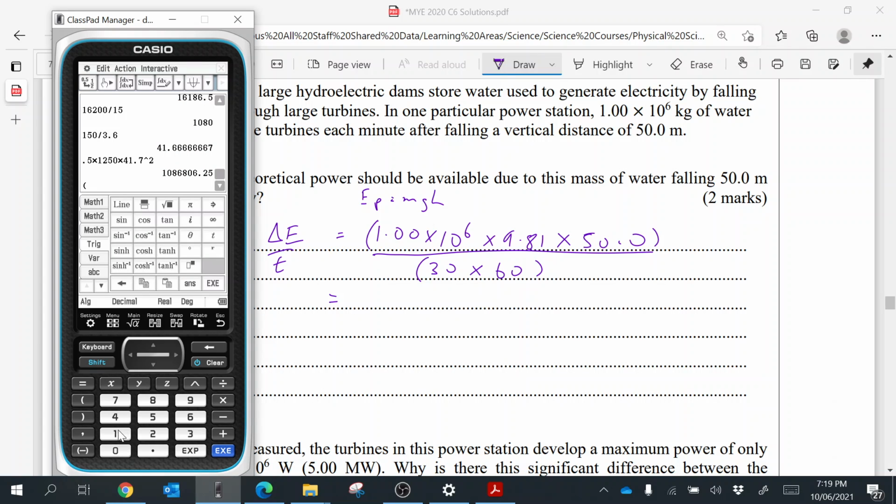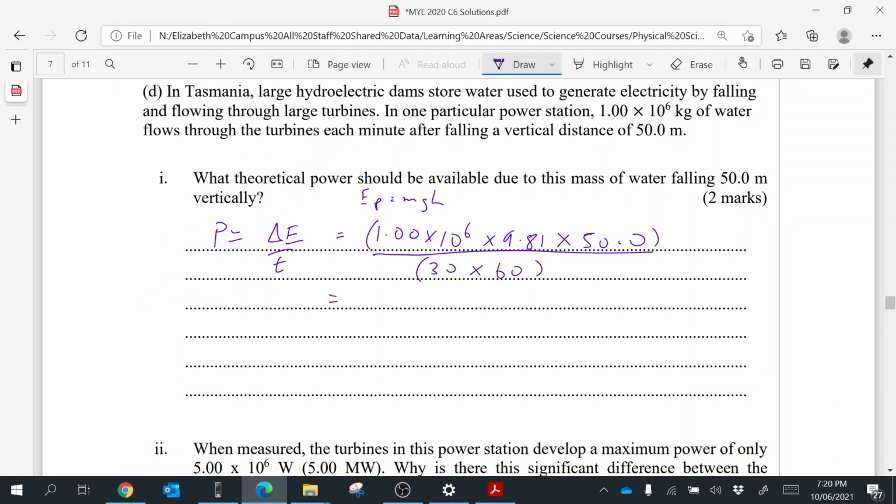So we have 10 to the 6 times 9.81 times by 50, divided by 30 times 60, which is equal to 272,500. That's in watts, or 272.5 kilowatts. Okay.